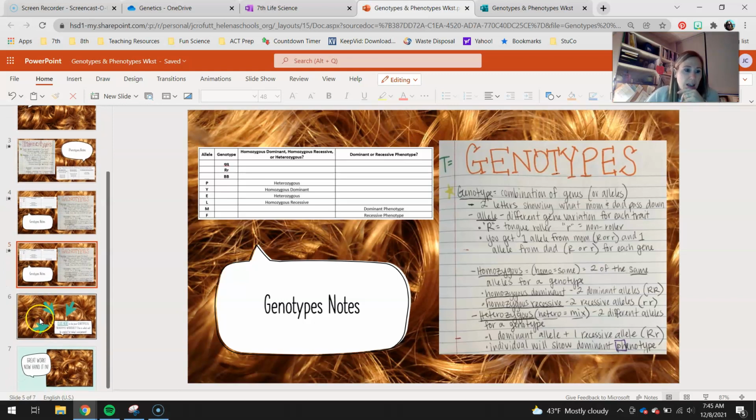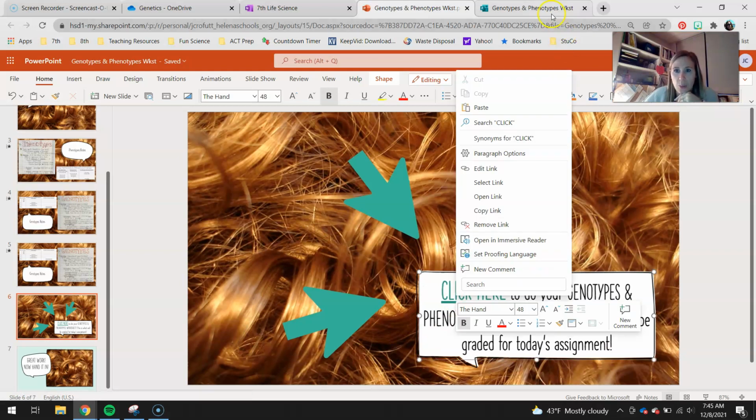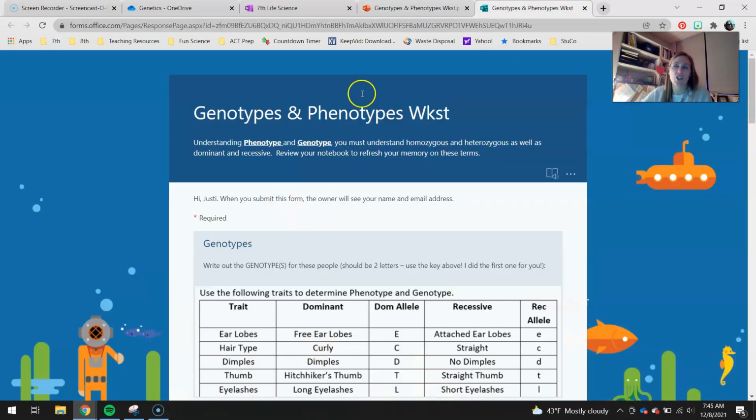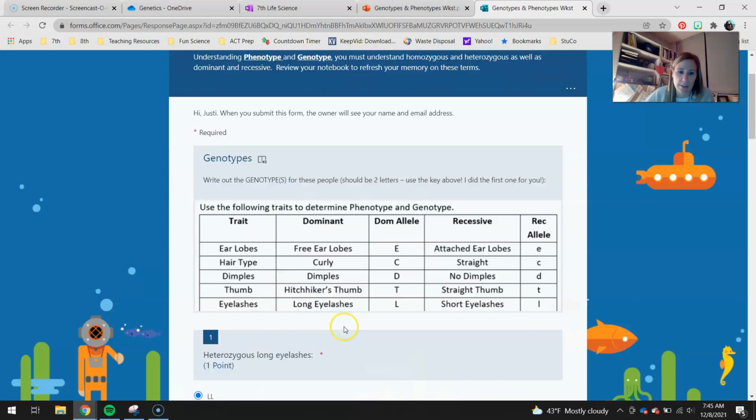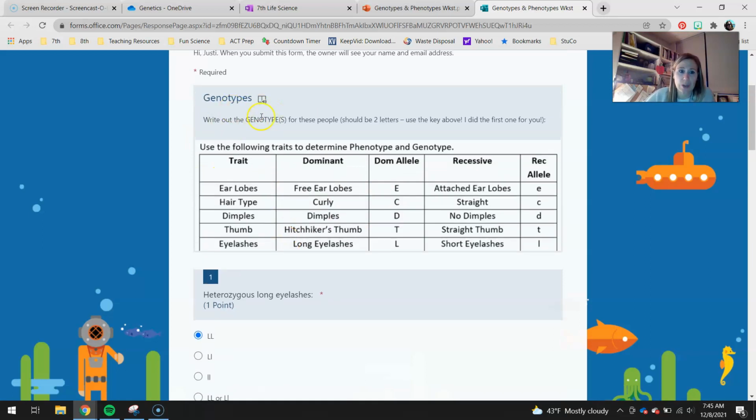So you did the notes. But the thing I'm grading for you today is this little worksheet. Right here, you have a link, right click it, open it up, and it's going to take you into this genotypes and phenotypes worksheet. Here we've got a little table to show us. The first one we're going to look at is genotypes.